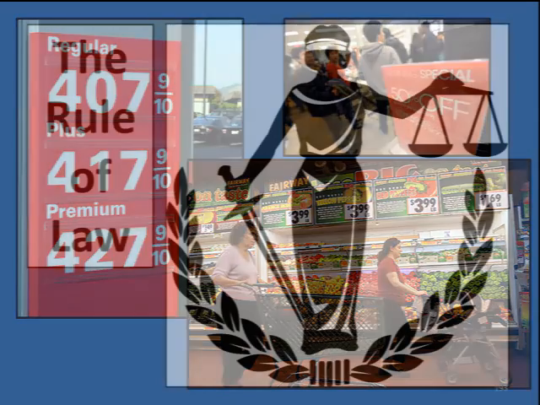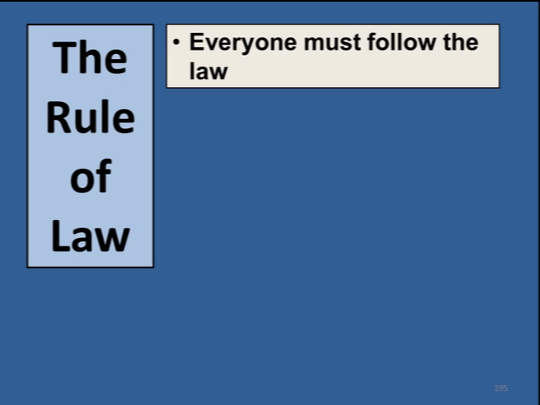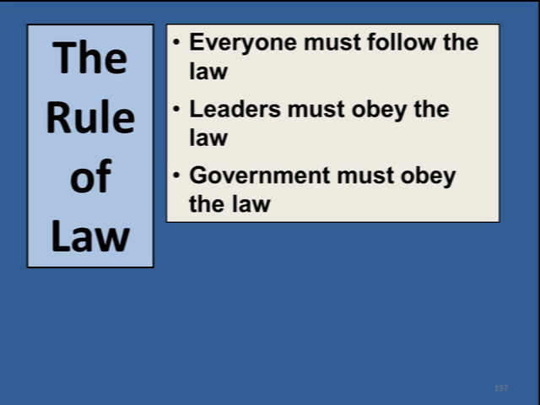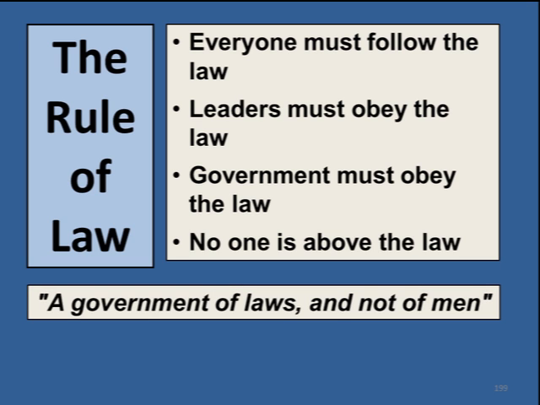In addition to being a foundation for self-government, the Constitution promotes the rule of law. The rule of law means everyone must follow the law. This includes leaders and government. In short, everybody must obey the law, and no one is above the law. In the words of one founding father, the United States is a government of laws and not of men.